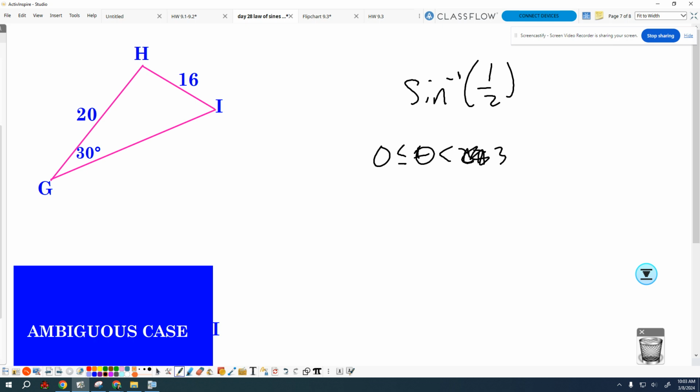That would equal sine inverse of a half. Where's sine of a half in 0 to 360? Pi over 6, which I did just change to degrees because we're now doing that. Where else? 5 pi over 6, which is how many degrees? That is the same.